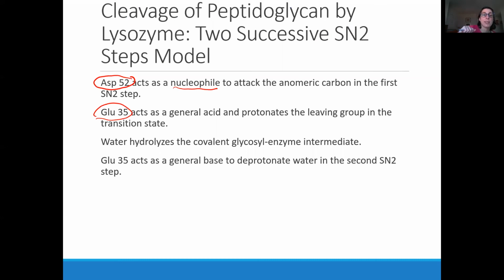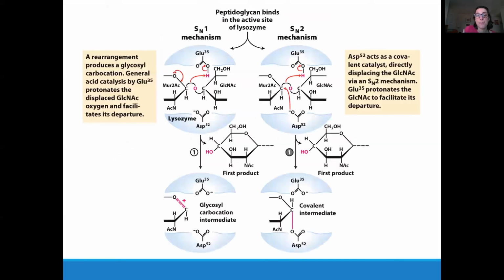In the second step, we're going to see glutamate number 35 again act as a base this time to deprotonate water. So I'm going to show you this reaction. And again, this is not a reaction that you need to memorize, but try to see where our types of catalysis are, right? See where you can see acid-base catalysis versus your covalent types of catalysis. Remember what an SN2 mechanism is. SN2 is going to be substitution nucleophilic bimolecular. That's what the 2 is, bimolecular.